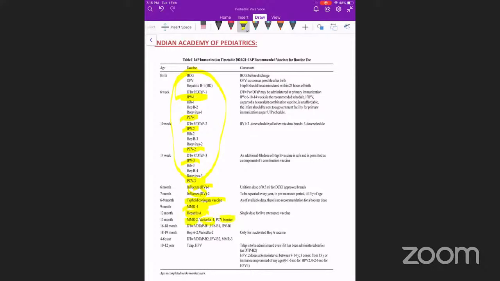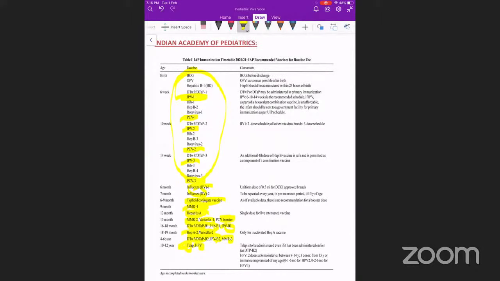At 16 to 18 months, we give a booster of DPT, HIB booster, and IPV booster. Okay, at 18 to 19 months, we give hepatitis A2 and varicella 2. At 4 to 6 years, one more booster of DPT, we give booster of IPV and MMR3 is given. And at 10 to 12 years, along with Tdap, we give HPV as well. Okay, so this is the IAP schedule. National immunization schedule, most of you will be knowing by heart now, I know. But IAP as well, try to memorize, because if you guys are really good and end up answering national immunization schedule, they would expect you guys to know the IAP schedule as well.